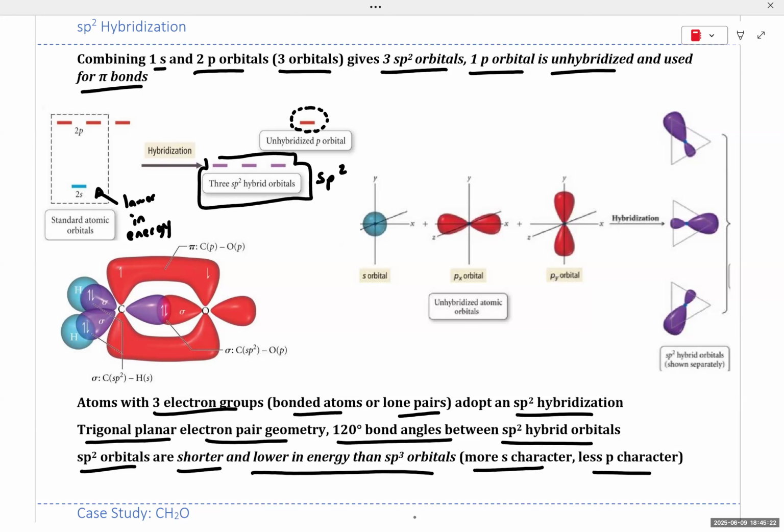And as such, the more s character we have, the more s orbitals that we're combining together compared to the number of p orbitals we're combining during hybridization, means these hybrid orbitals for the sp2 hybridization have more s character, they're lower in energy, and they're shorter. This is going to come into play later on when we talk about bond length and bond strength.